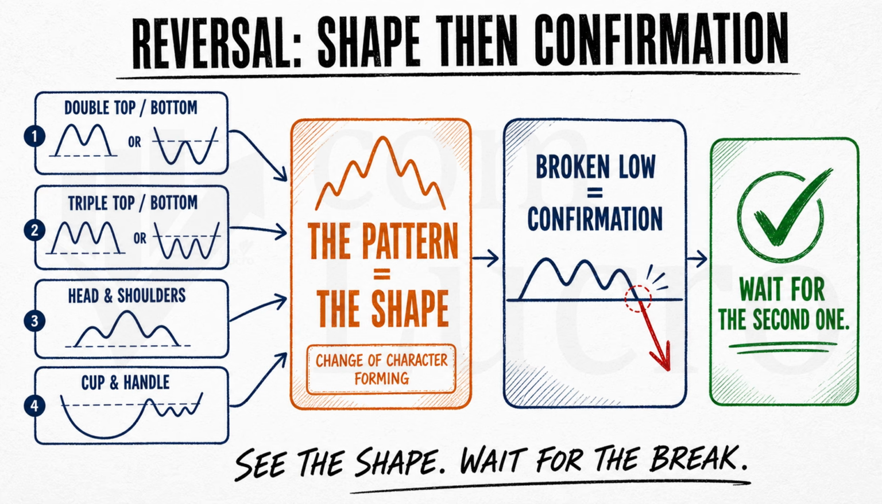A reversal pattern is what a change of character looks like while it is still forming. The pattern is the shape. The broken low is the confirmation. Wait for the second one.